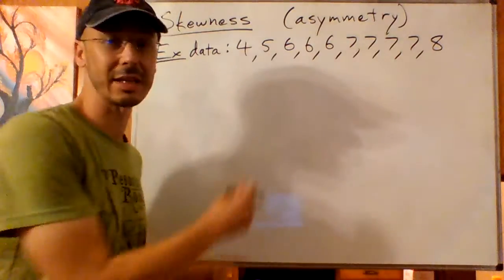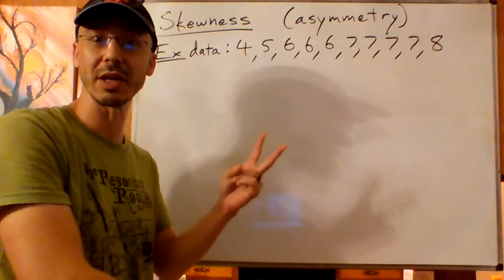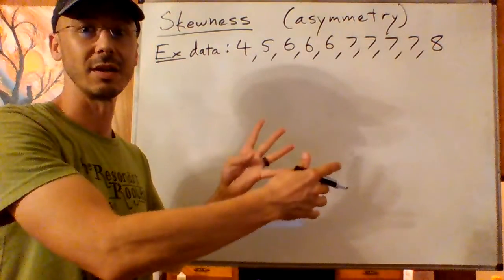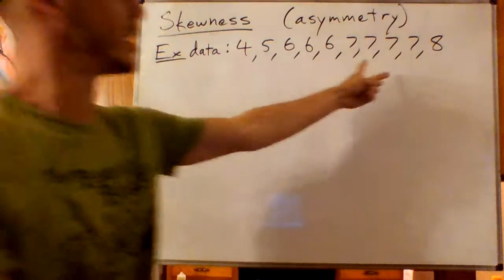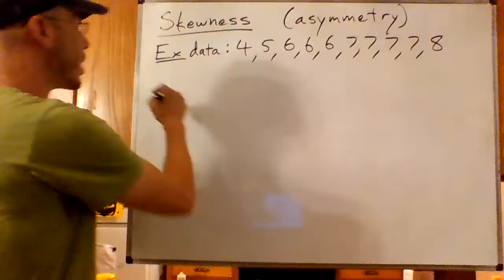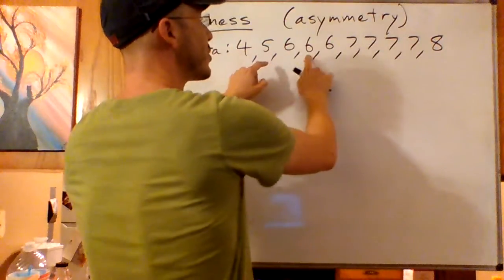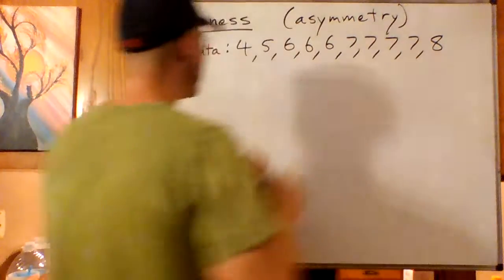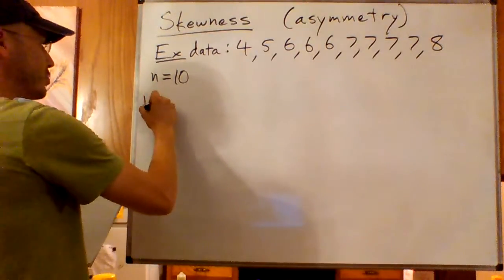Actually, this looks a lot like that previous data set with the top 4 numbers cut off, the other 2 8s and the 9 and the 10. Oh, and a couple 7s missing too. Anyway, for this one, n equals 10. There's 10 data values.